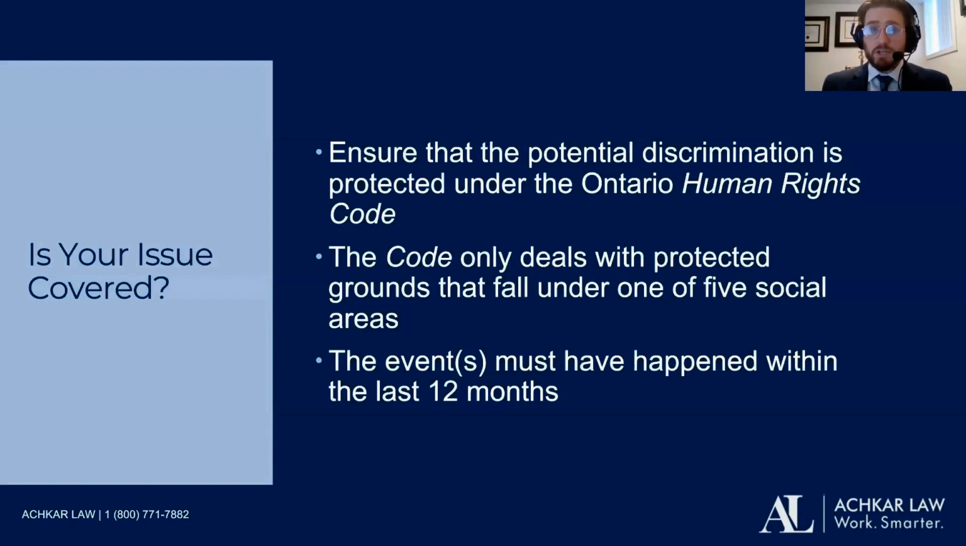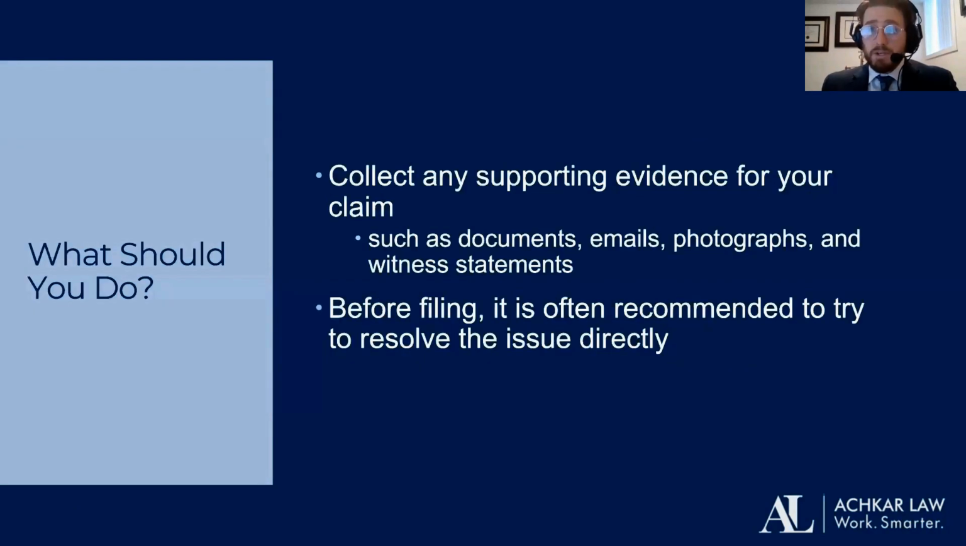Generally, you've determined that you have discrimination on a protected ground within a protected social scenario. It's within 12 months. What do you do next? You made this determination, and now you need to actually tell your story. The best way to do that is to actually gather any supporting evidence to tell a tribunal hearing or tell the Human Rights Commission exactly what happened to you.